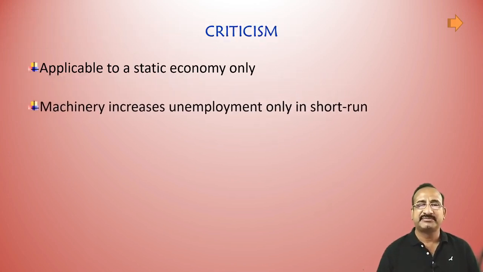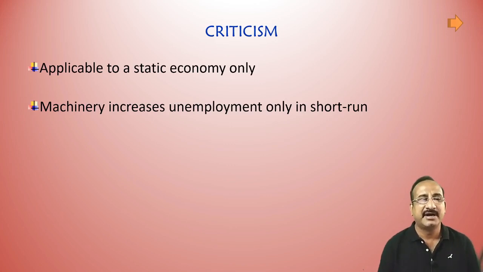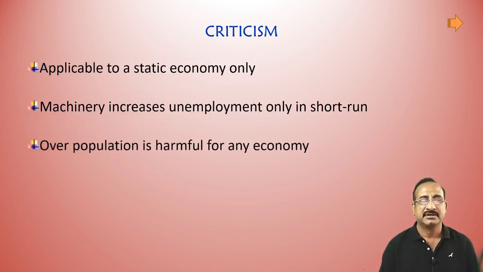Karl Marx said that as machinery increases, unemployment also increases, but this happens only in the short run. In the long run, even to manufacture that machinery, you require more number of labor. Karl Marx also objected to the control of population, but overpopulation is harmful for the economy, and we consider population a main retarding factor.